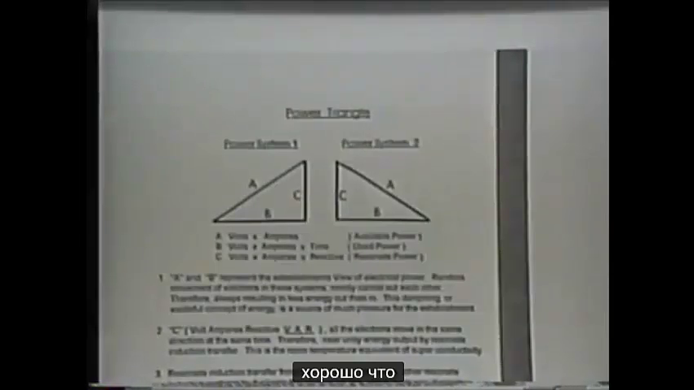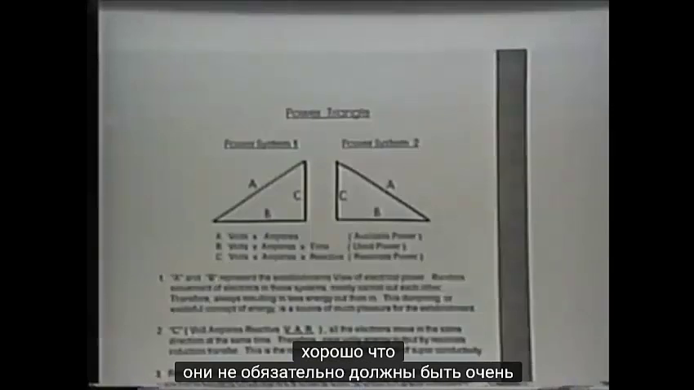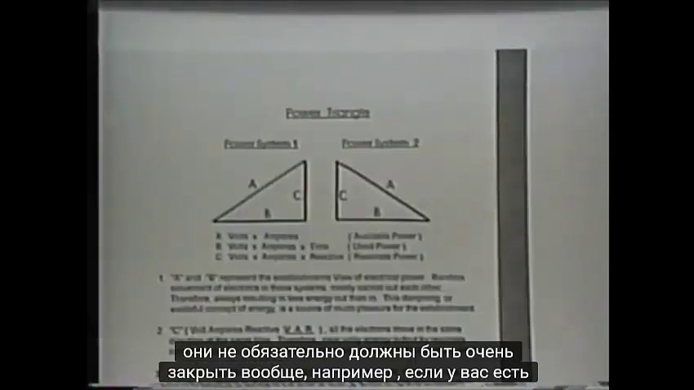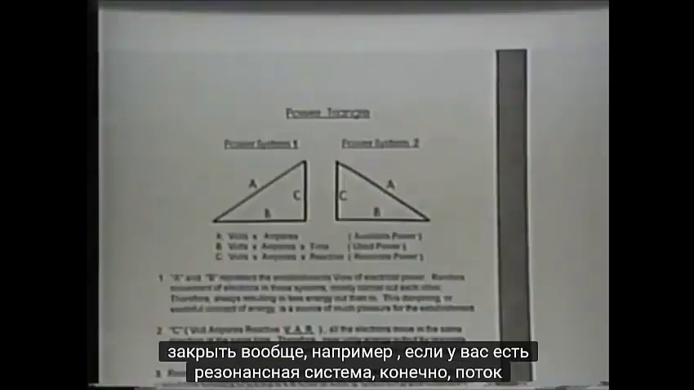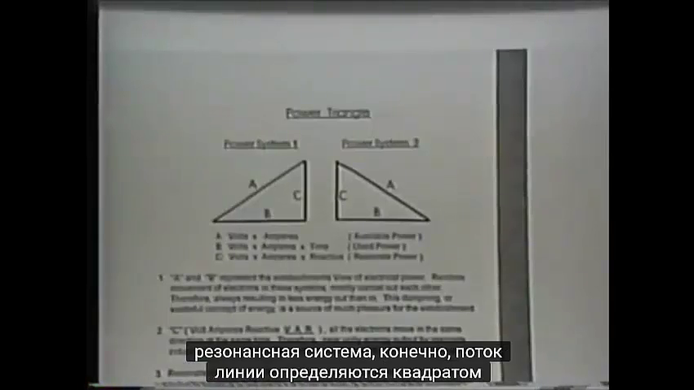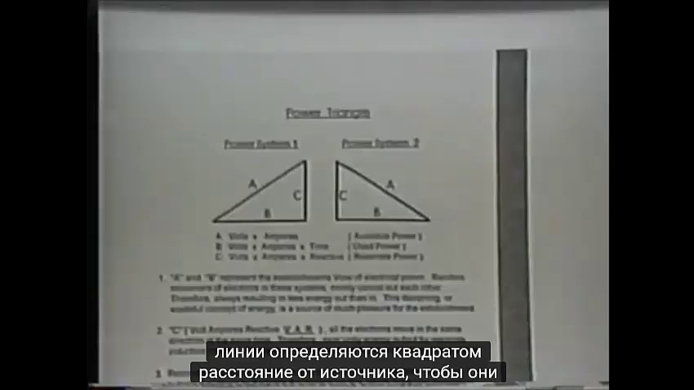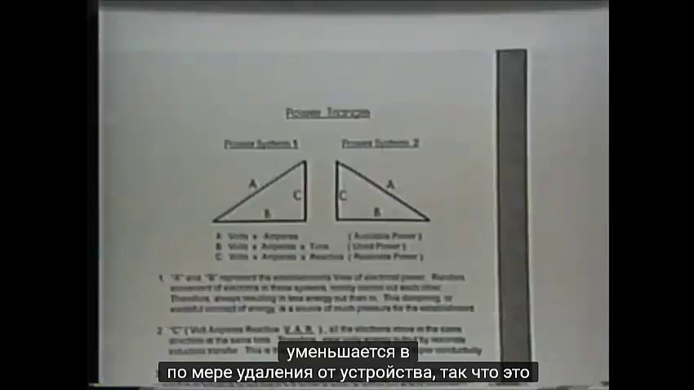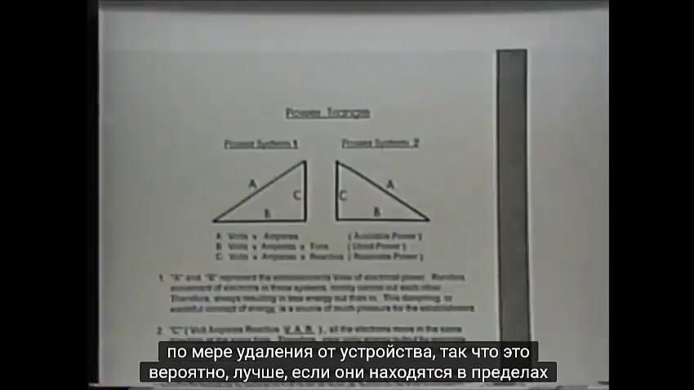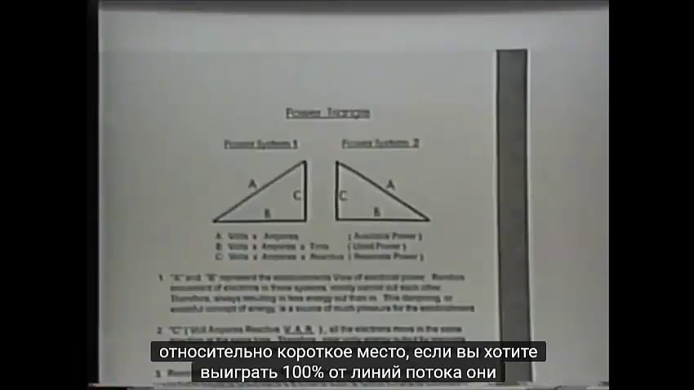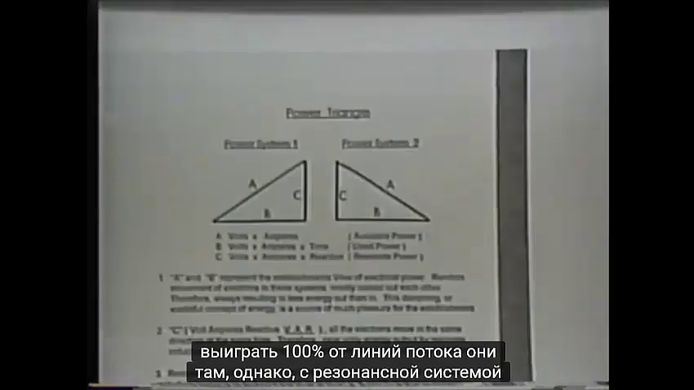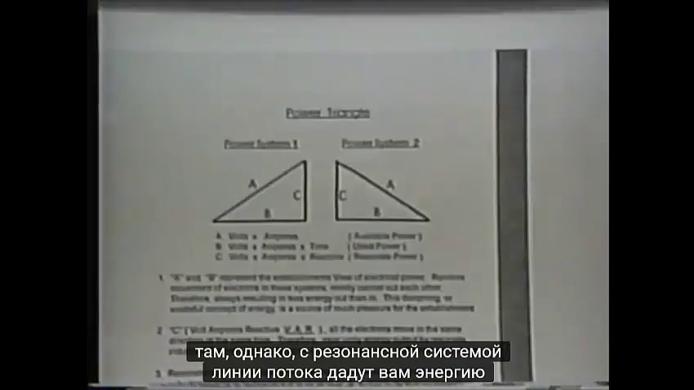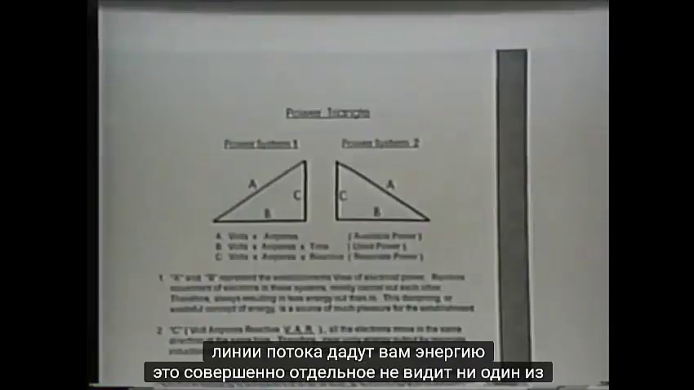Okay? But they don't necessarily have to be very close at all. For example, if you have a resonant system, of course, the flux lines are determined by the square of the distance from the source, so they're diminishing in value as you move away from the device. So it's probably better if they're within a relatively short space if you want to benefit 100% from the flux lines that are there. However, with a resonant system, the flux lines will give you your energy that's totally separate.